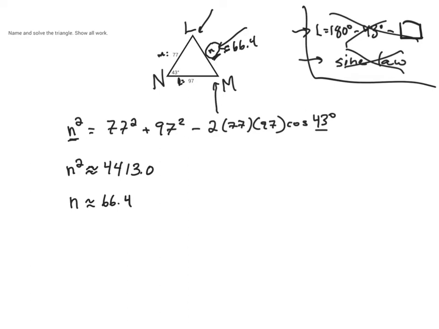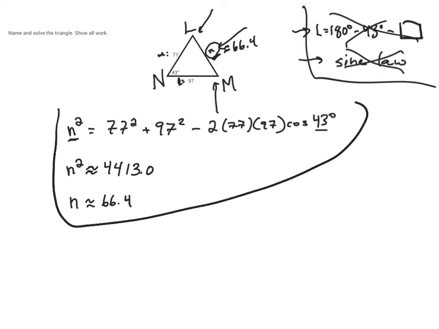Well, anytime I find a side or an angle that I didn't know before, I start from scratch. And I'm going to ask myself the question, do I know exactly 2 angles? Well, I know 43. Nope, I don't know another. So I'm not going to use this equation yet, the 180 minus. So do I know a side and an angle where one's opposite the other? Well, 66.4 I know now, and I know its opposite angle of 43.